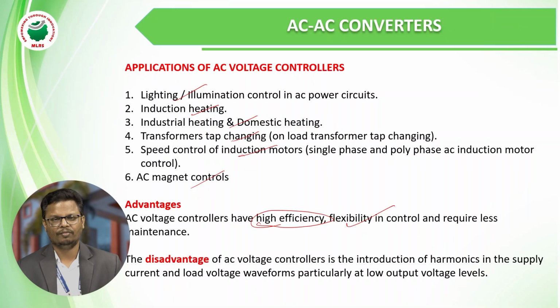But here we can change the firing angle, we can change the voltage easily. So that is flexibility in control, and it requires less maintenance. It requires less maintenance, but the transformer requires maintenance regularly. And here we have only one disadvantage, that is while doing the switching operation, the harmonics will be introduced in the load side. So that is the only disadvantage we have in the AC to AC converters.